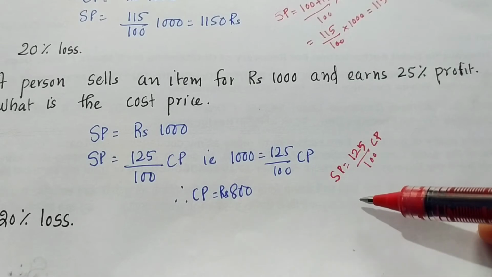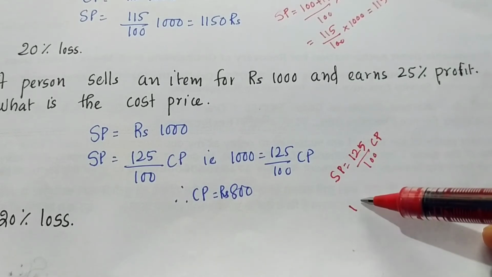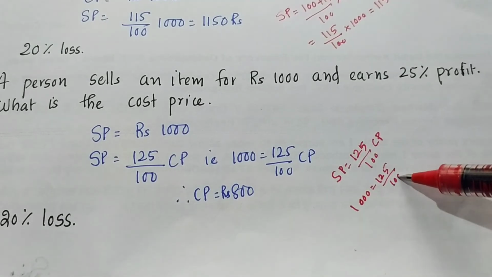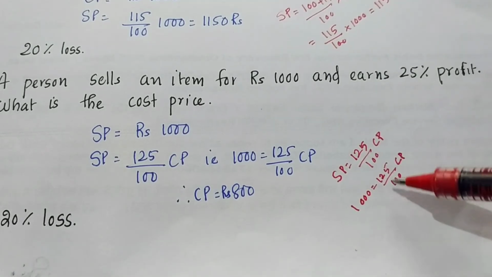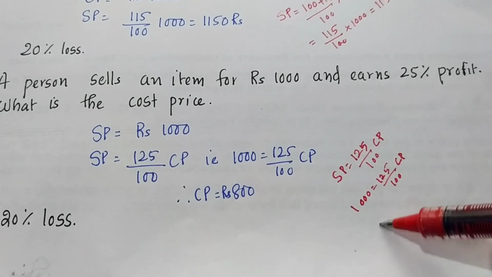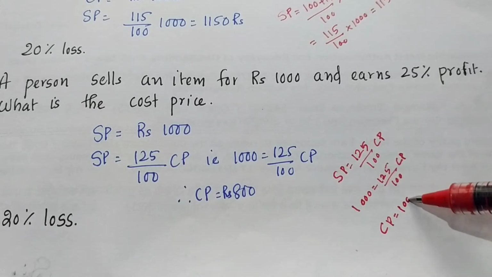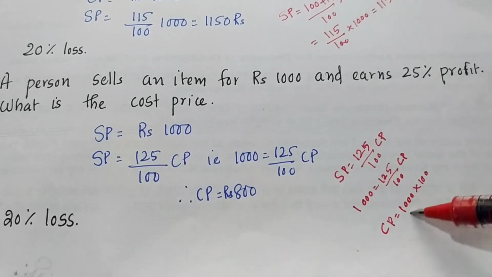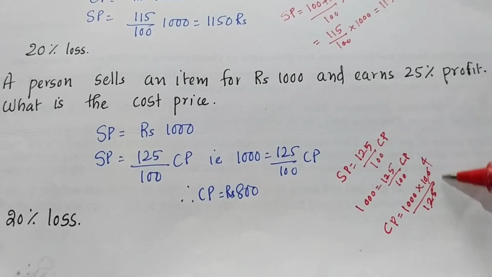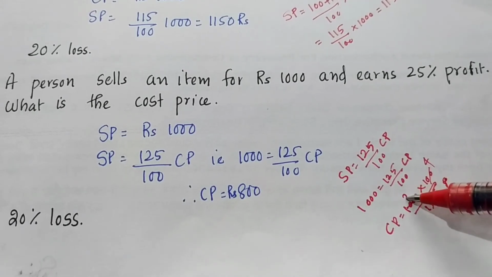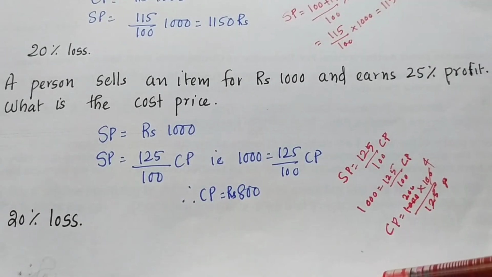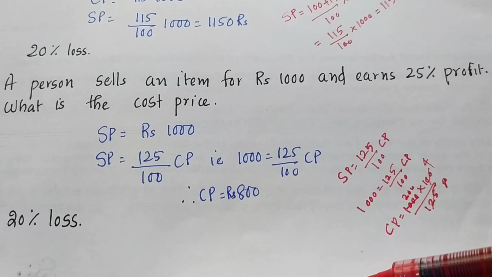So we are given the selling price, that is 1000. 1000 is equal to 125% of CP. So by rearranging this we will get the cost price. That is, cost price is equal to 1000 into 100 by 125, which is equal to 200 into 4, that is 800. So cost price is equal to 800.